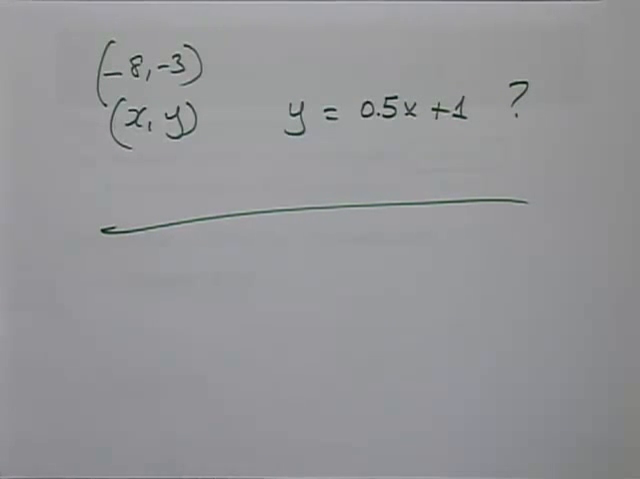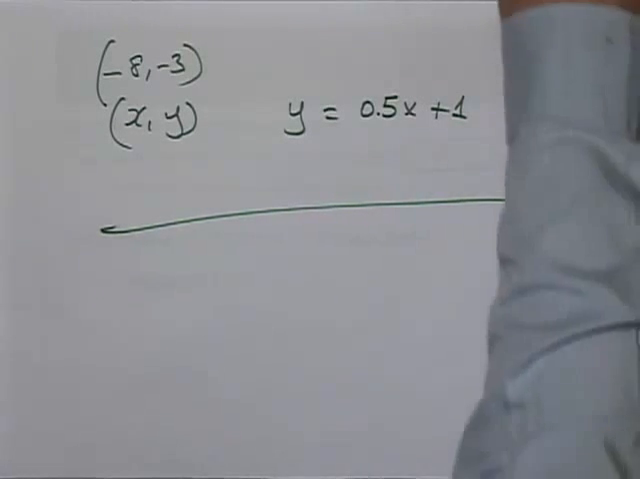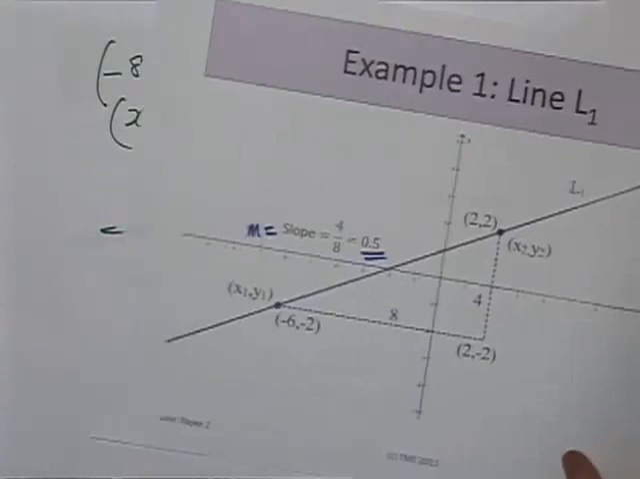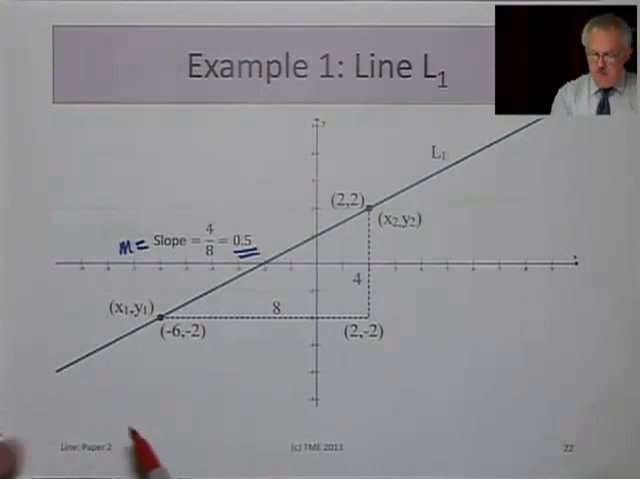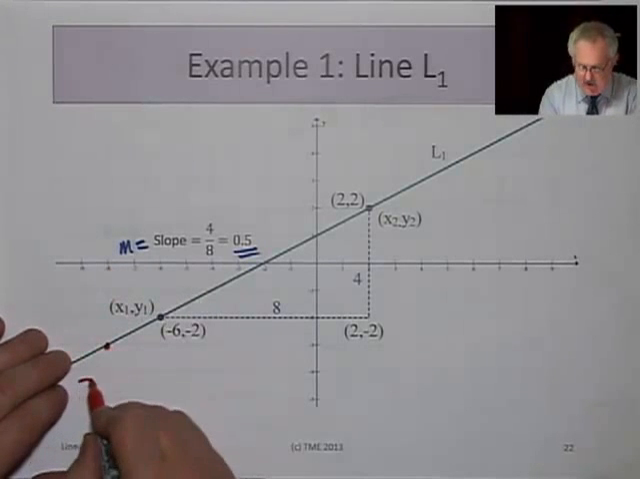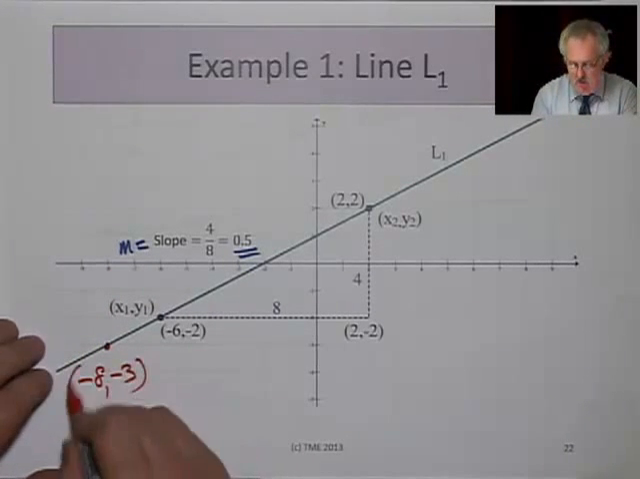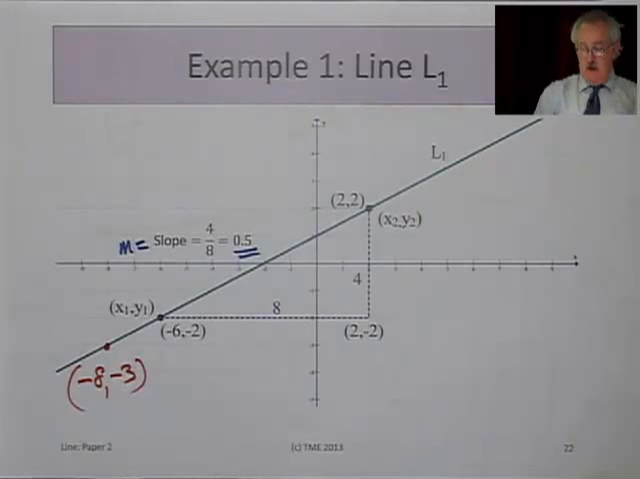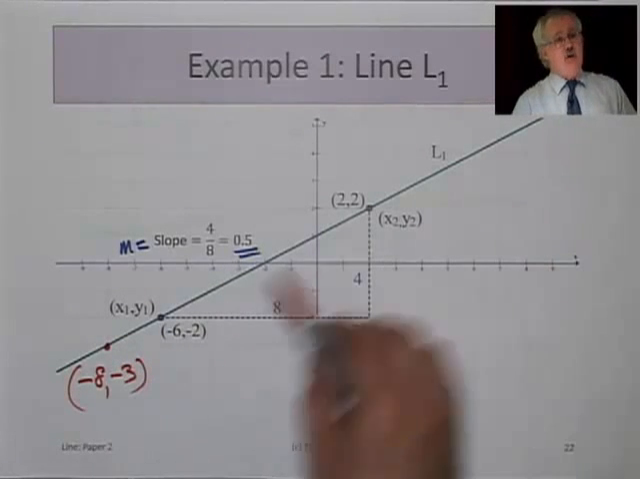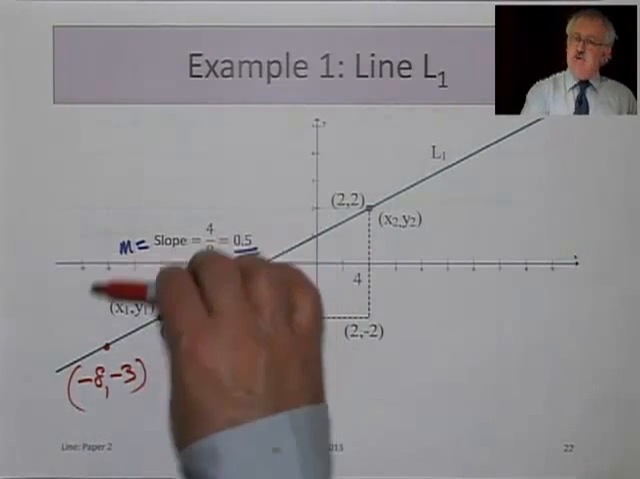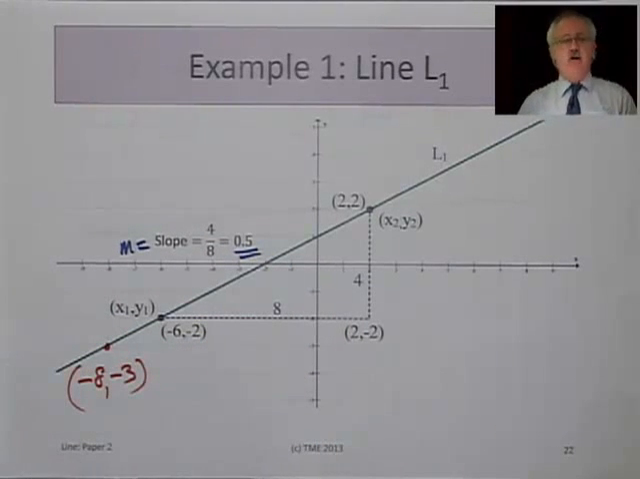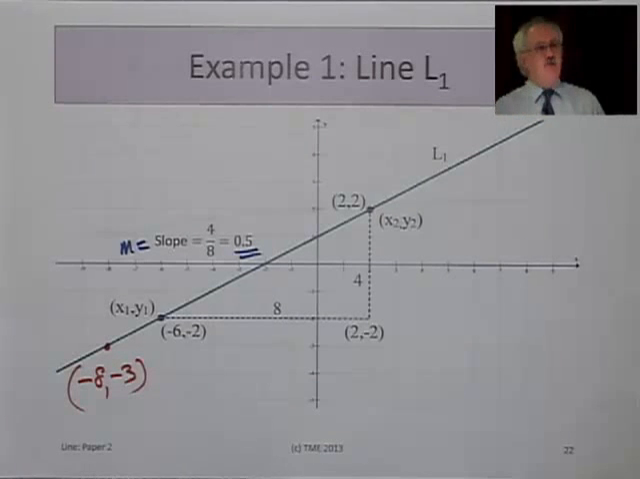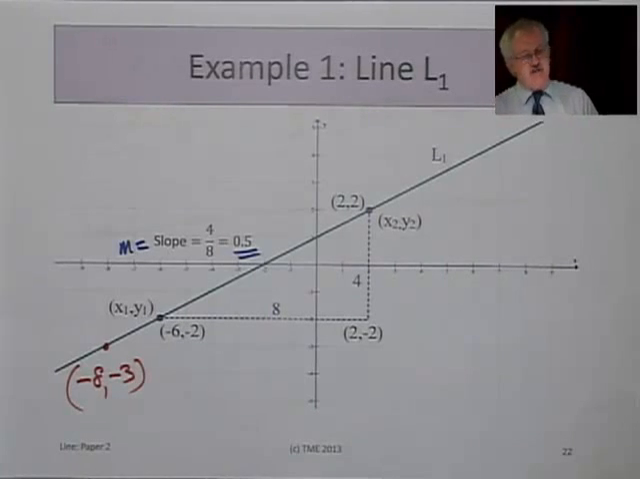Okay, let's give that a go. Remember the line we're working from. We're looking at this line here, line 1, L1. We're asking the question, is the point minus 8, minus 3 down here on the line? Well, it looks like it is. Visually, if you had drawn it, and they had asked you in the question to see if it was, and you said yes, that would be fine. But if they say you're not drawing it, and you've got to prove it algebraically, we've got to look at it a different way.